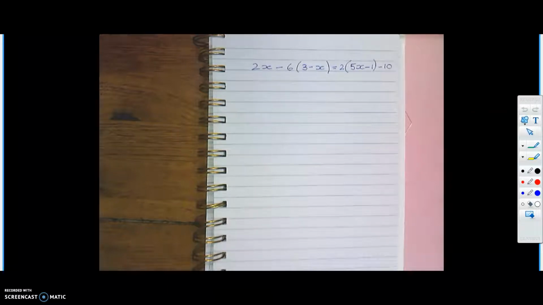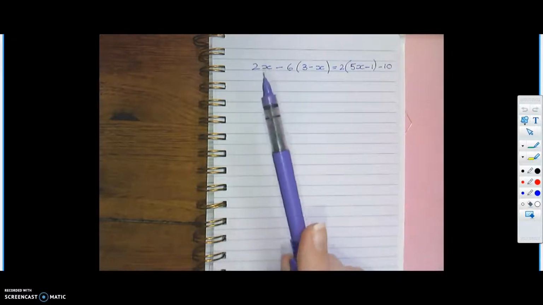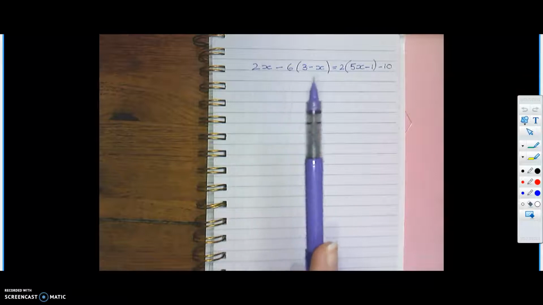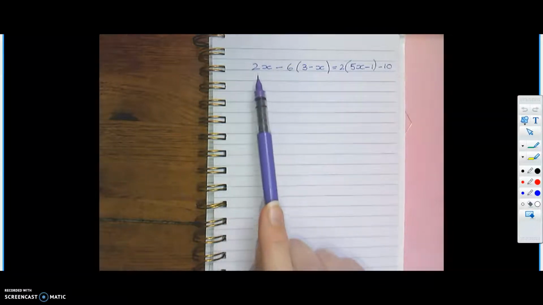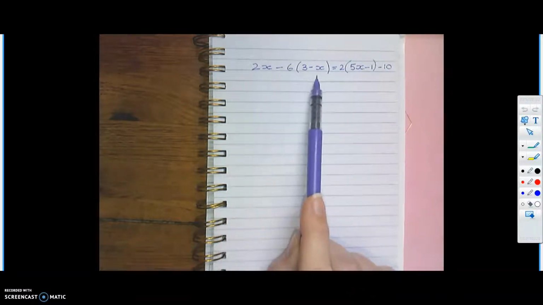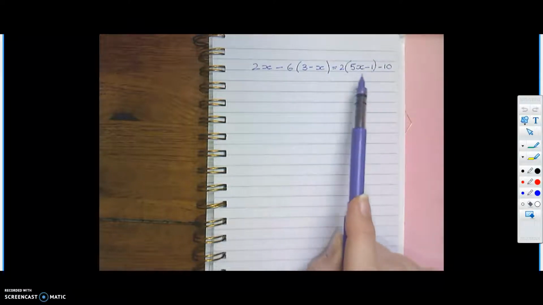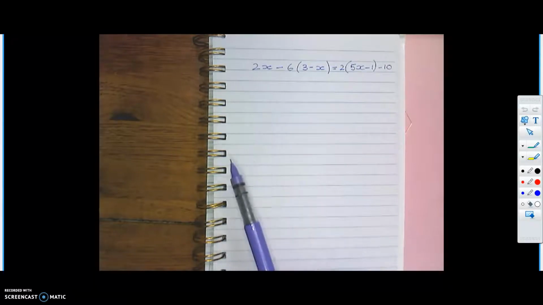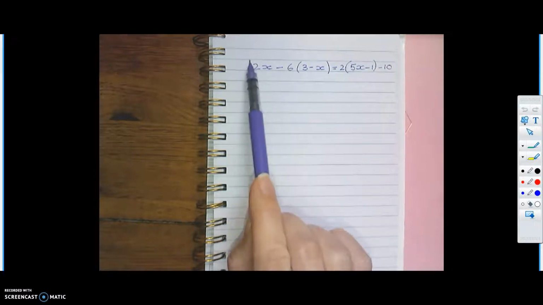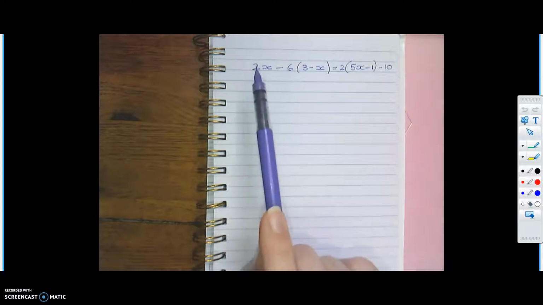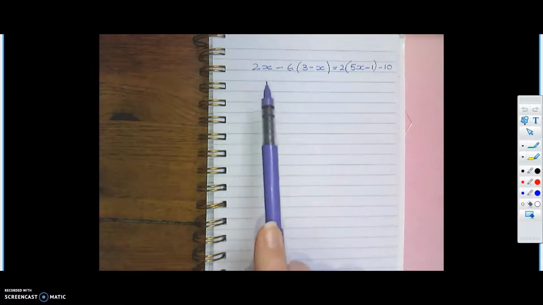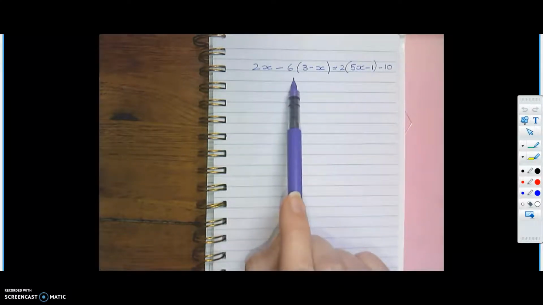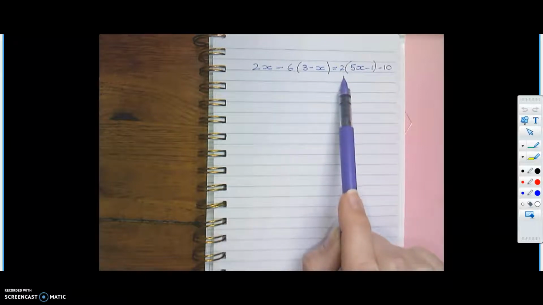Okay, what we're going to do is look at your question 3 from your mock exam. In the mock exam, it had a normal algebra multiply-out-brackets question: 2x minus 6 bracket 3 minus x equals 2 bracket 5x minus 1 minus 10. Lots of you imagined that this had a whole set of brackets around it and then split the brackets. It doesn't. In this, you are only multiplying by the minus 6 and you're only multiplying by the 2.